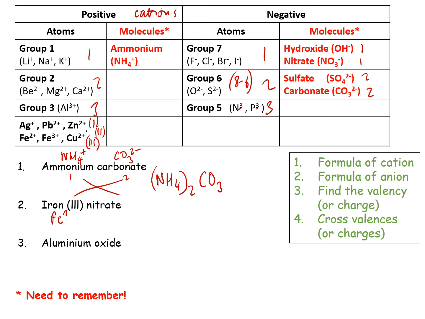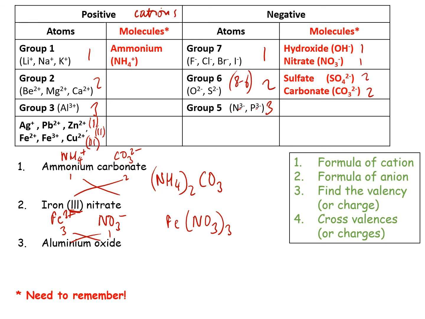Iron 3, you've got Fe3 plus. The Roman numeral tells us that it's 3 plus. The nitrate is minus. Again, your valencies are 3 and 1. If you cross them, it tells you how many of the other ion you have. So you're going to have 1 iron 3, and you have 3 nitrates. You've got to put nitrate in brackets because there are 3 of them, and you don't include the charges.